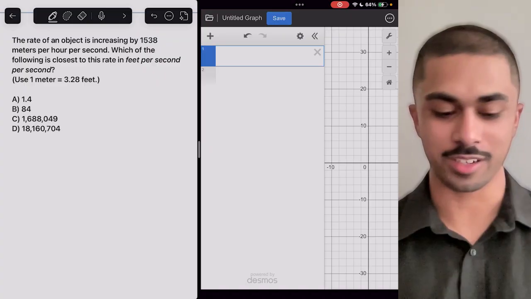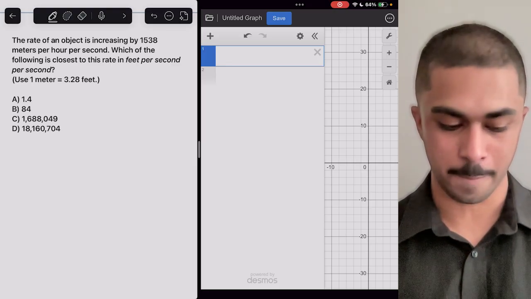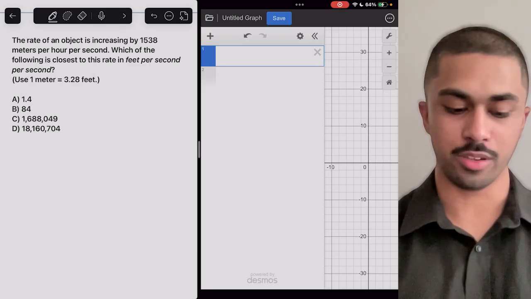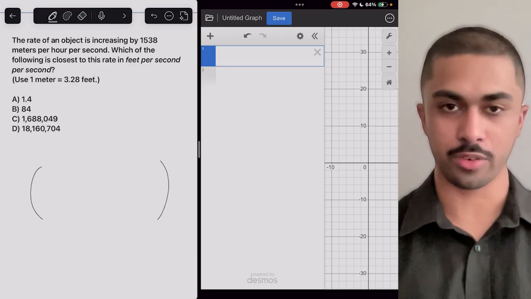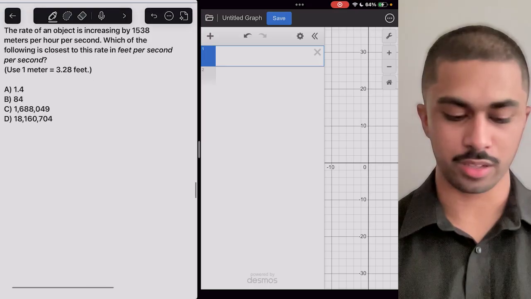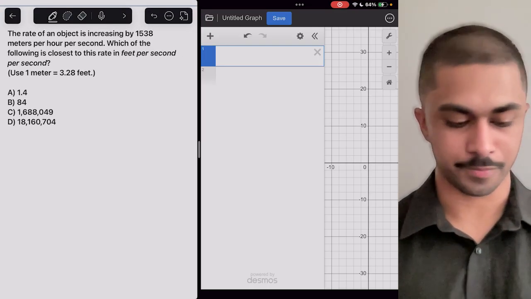The rate of an object is increasing by 1,538 meters per hour per second. Which of the following is the closest to this rate in feet per second? Use 1 meter equals 3.28 feet. Whenever you see these parentheses and some unit conversion, you always know it's a unit conversion question. So immediately start thinking that way. We need to convert units.